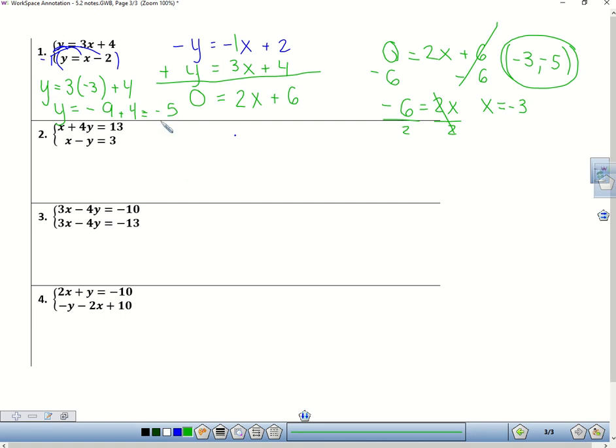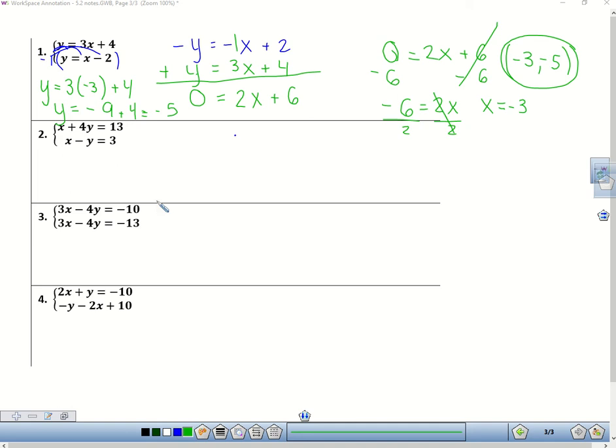Alright, you guys ready to try number 2? Alright, so our goal is to add the 2 equations together and one of the variables cancels out. So, what is x plus x? 2x. They don't cancel each other out. But if one of the x's was negative, wouldn't they cancel each other out?